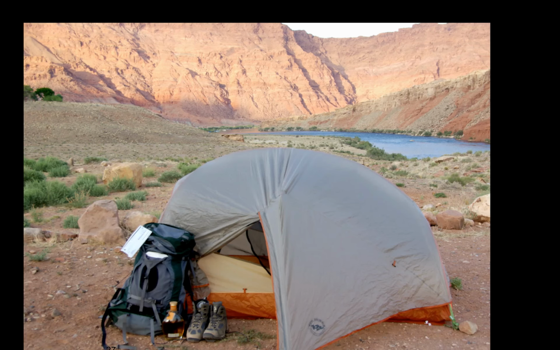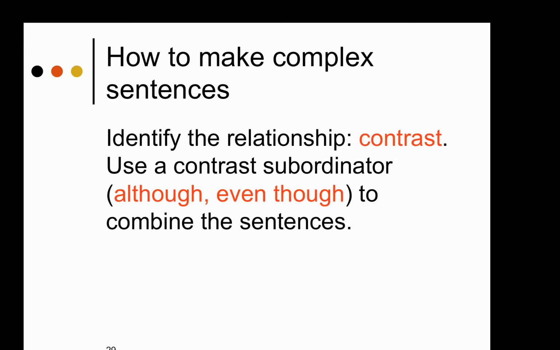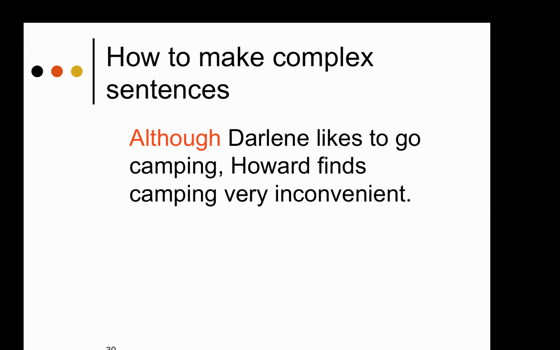by changing classical music to an it. Complex sentences. To do complex sentences, let's talk about camping a little bit. Take Darlene and Howard and put them in a camping situation. So in complex sentences, we take two sentences that are related. And here the relationship is attitudes toward camping. Darlene likes to go camping. Howard finds camping very inconvenient. Identify the relationship, which is contrast here. So we use a contrast subordinator like although or even though to combine the sentences. Although Darlene likes to go camping, Howard finds camping very inconvenient.